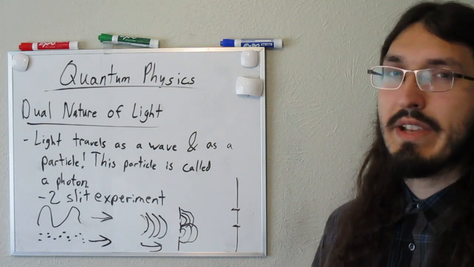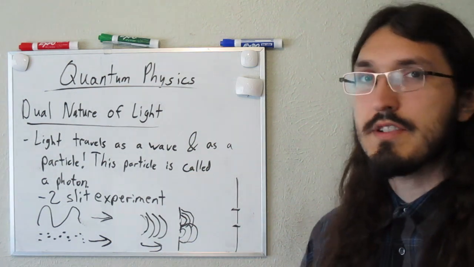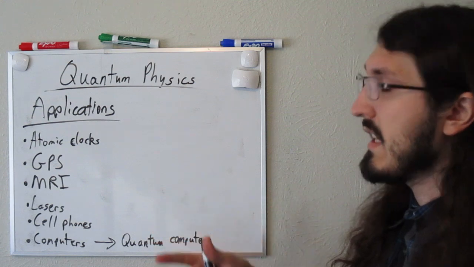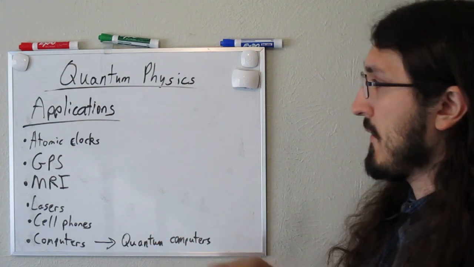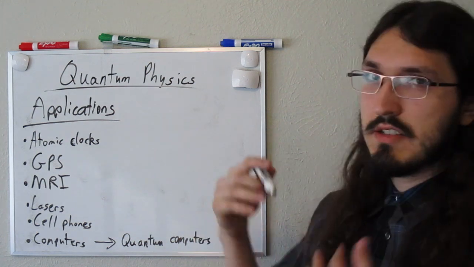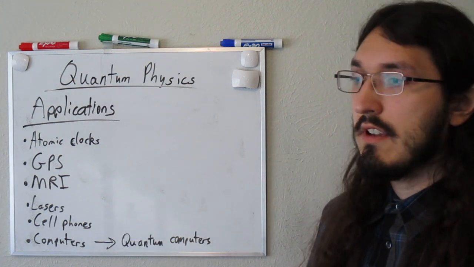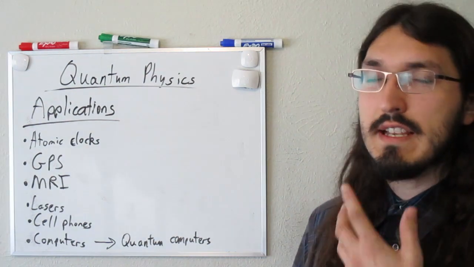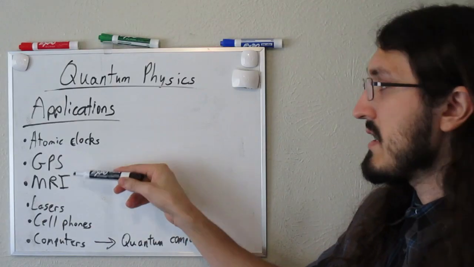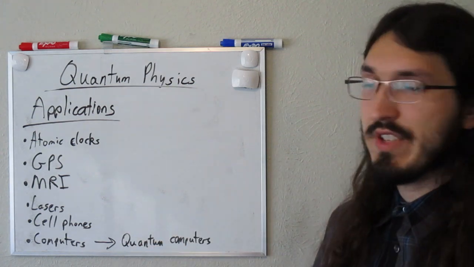Now let's talk about the applications of quantum physics and what it's done for us so far. So here's a list of some things that the study of quantum physics is responsible for the development of. The first one being atomic clocks. These are the most accurate clocks that we have available to us, and they operate off of the fluctuation of a cesium atom.